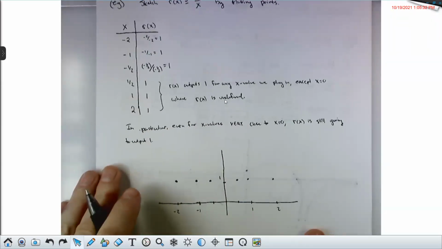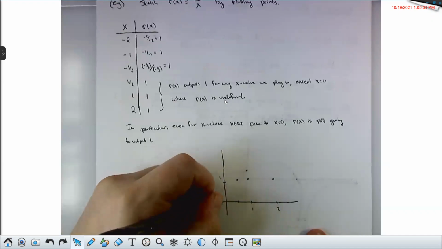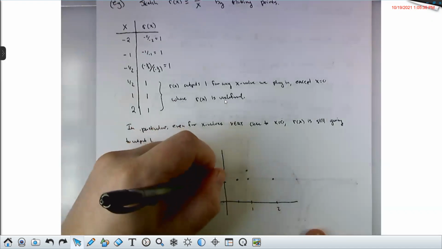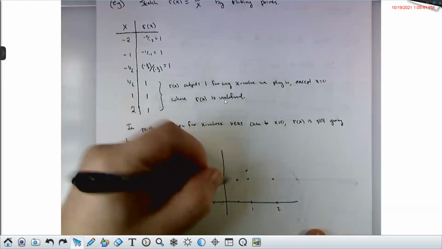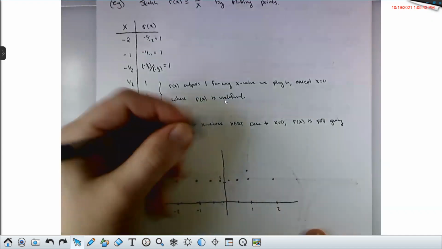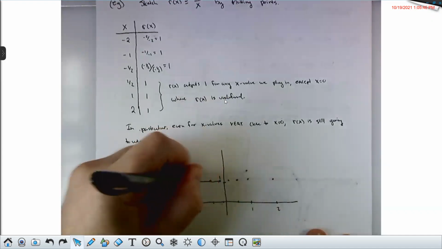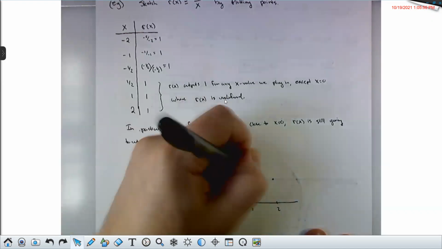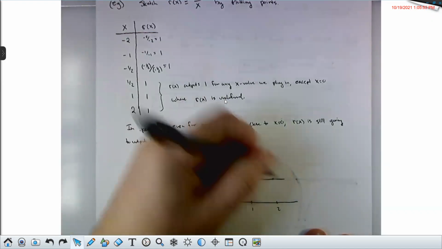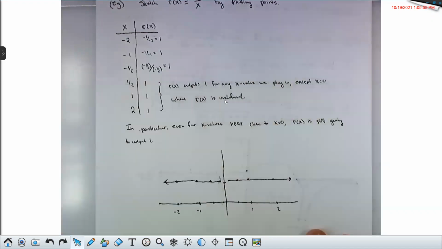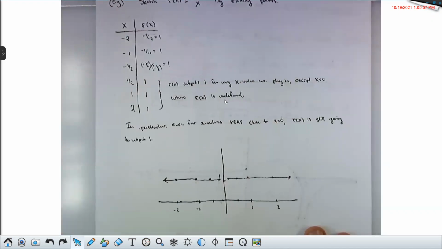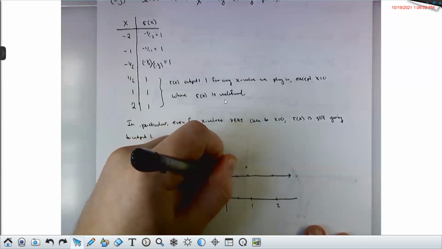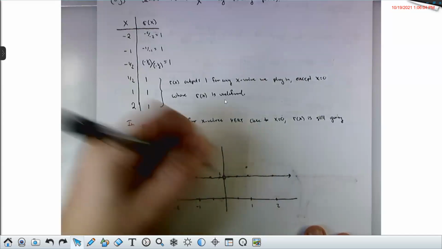And even if I were to plug in like -1 over 1,000,000, something very, very close to 0, I would still get the number 1 as my output. So everywhere over here, this function looks like the line y equals 1. Everywhere over here, this function looks like the line y equals 1. The only place where this function is not exactly equal to 1 is at 0. And there we have a hole.